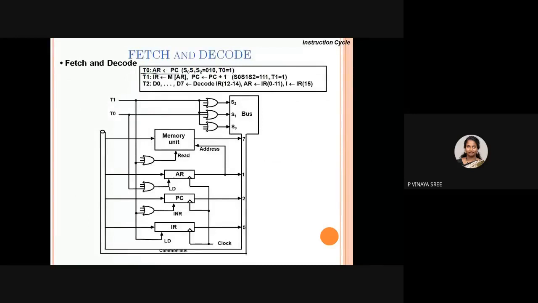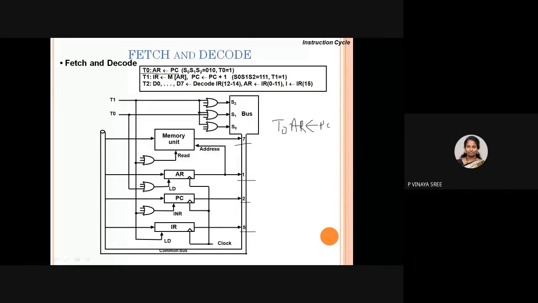So the only registers are address register, program counter, and instruction register. In this, the same value selection lines called 7, 1, 2, 7, 1, 2 and 5 are used. Now let me start with the program counter. I already said that at T0, whatever the contents in the program counter must be placed in the address register.